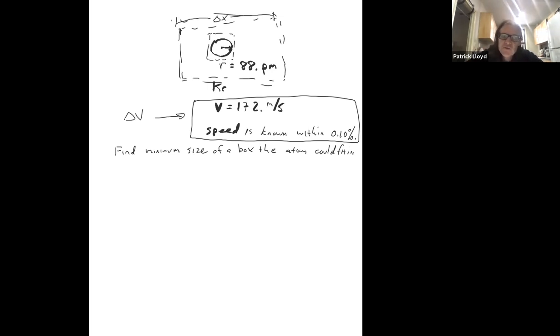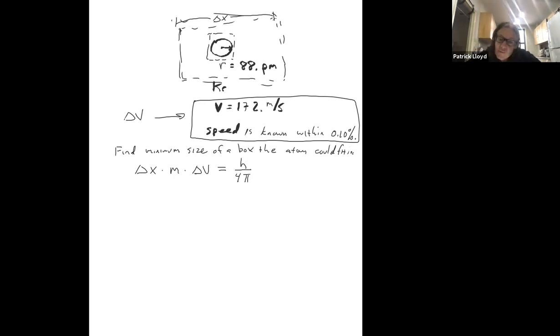Now, it turns out there are ways to measure sizes of things, and that's what that 88 picometers is there for. Okay, so let me show you how we go about this. I'm going to write delta X times m times delta V. I took the parentheses out there and just set it equal to, because we're trying to find the minimum size. So the minimum size would be equal to h over 4 pi.